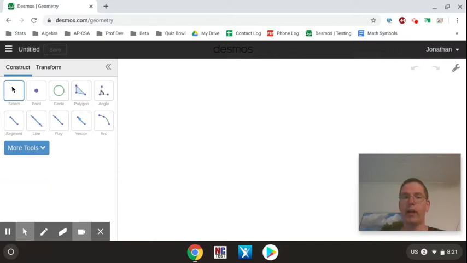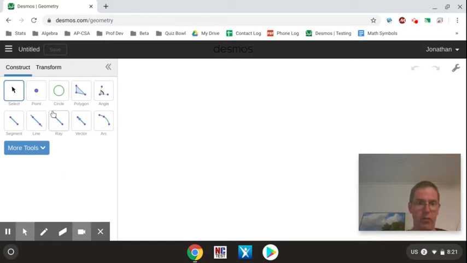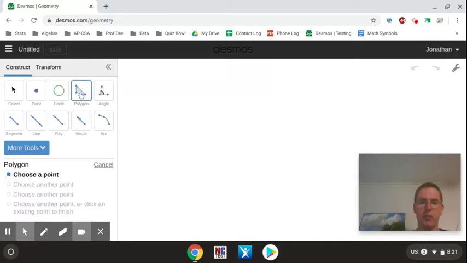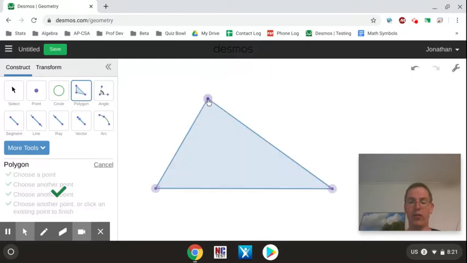So it gives us some options over here. Let me see if I can get the cursor to show up a little bit bigger. We are going to want a polygon, so pick the polygon option here. Then I'm just going to click, and I want a triangle. So I'm going to do one point, a second point, a third point, and then since I only want 3 points, go back to your first point and click on it. That lets you know the polygon's done.